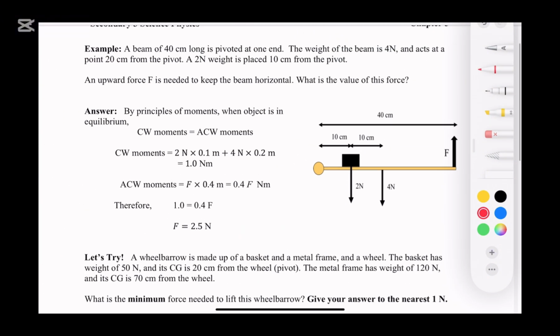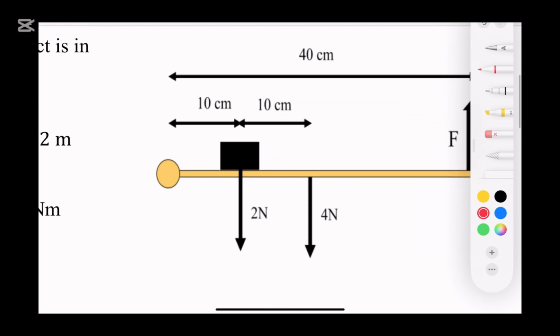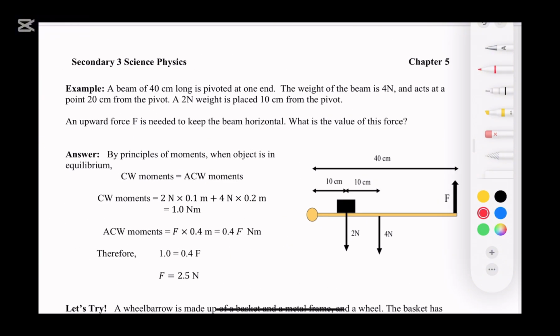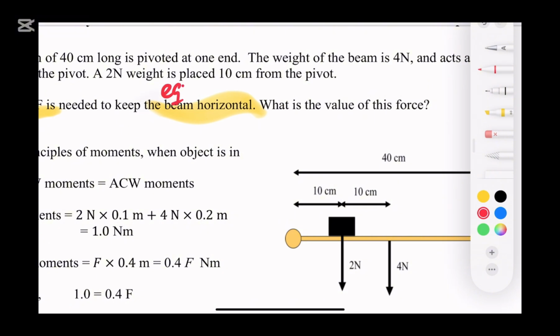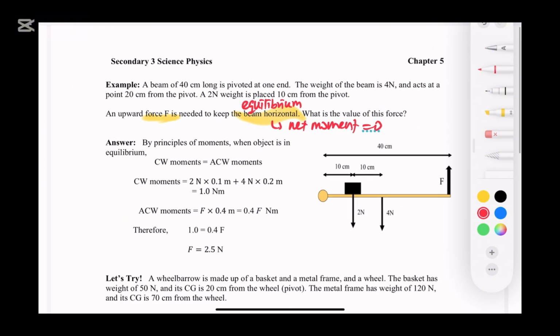Okay, let's move on from here. We look at this particular example. So now, in this case, we have 3 forces, 2 Newton, 4 Newton, and unknown F. The question says that the upward force, this F, is needed to keep the beam horizontal, which actually means to keep the beam in equilibrium. So again, this also means that net moment equals 0, because equilibrium.